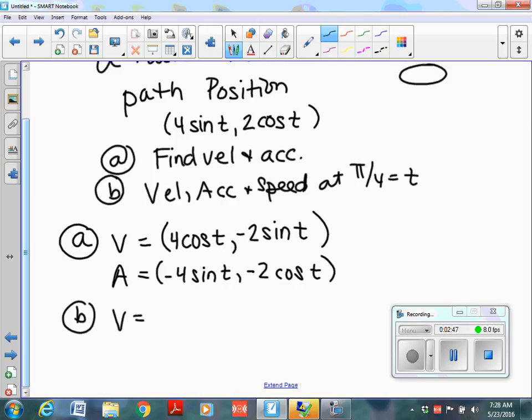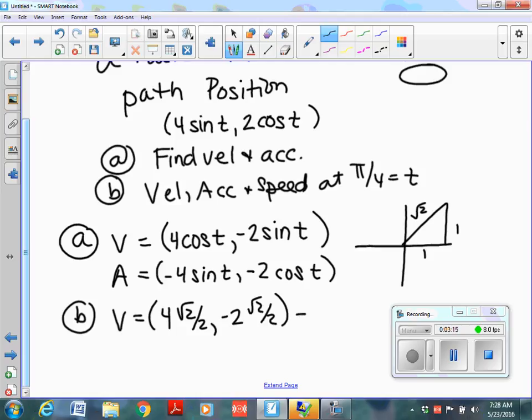So all I'm going to do is, in place of my t, I'm going to put pi over 4. So pi over 4 is 45 degrees, and it looks like this. So I'm just going to substitute. I'm going to do 4 times the cosine. Cosine is the square root of 2 over 2. And a negative 2, and the sine is the same, square root of 2 over 2, which equals, 2 goes into 4, 2, so it's 2 square root of 2. And the 2 and the 2 cancel each other out, so you get negative square root of 2. Final answer.